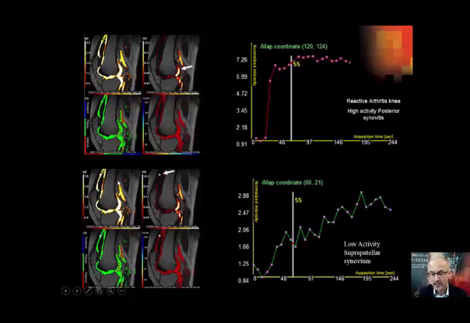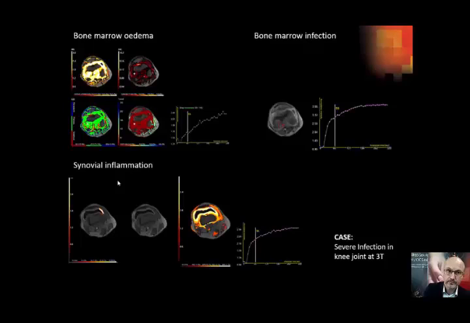Another thing you can use it for is if you want to take biopsies in cancer. Why don't you guide yourself based on the perfusion curves to take the biopsy in the areas with the highest perfusion, which would probably help you assess the vital tumor part of cancer.